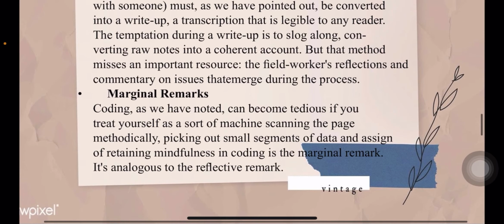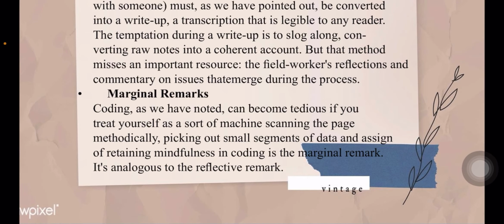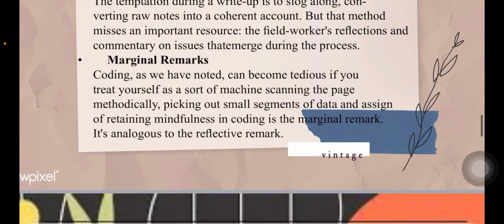Okay, next, marginal remarks. What is this? Coding, as we have noted, can become tedious if you treat yourself as a sort of machine scanning the page methodically, picking out small segments of the data. Instead, retain mindfulness in coding through marginal remarks. It's analogous to the reflective remarks.